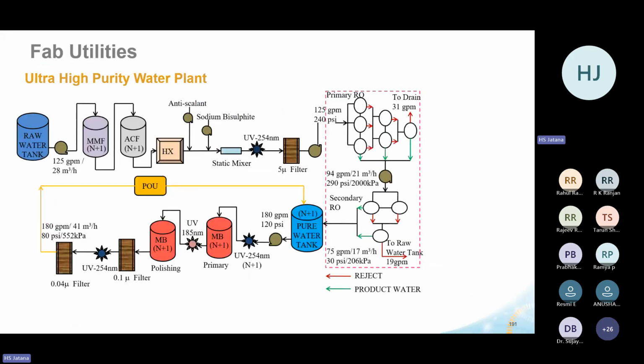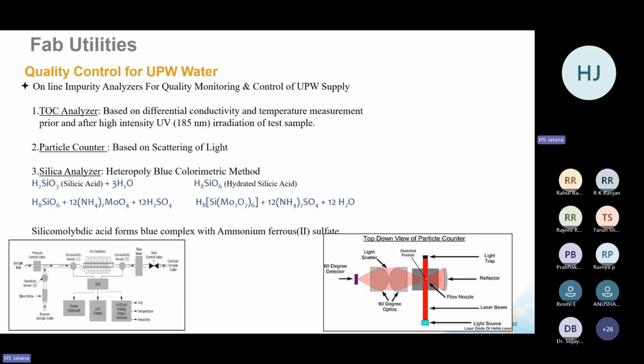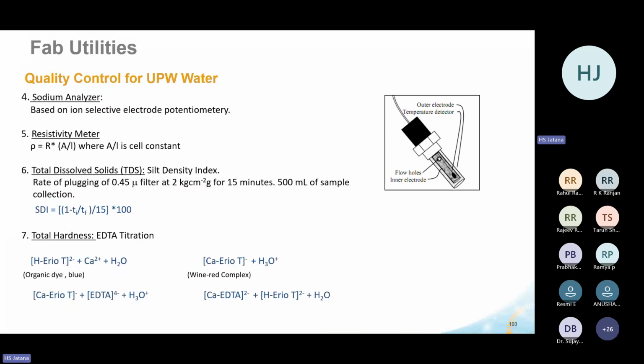So this is an ultra high pure water plant. It's a very complicated, very complex plant. And then there are 8-9 different types of tests on the water itself: TOC analyzer, particle counter, silica analyzer. So these are the different tests. Your sodium analyzer, resistivity meter, TDS, total hardness titration. All these things are done to ensure the quality of the water, because ultra pure water is used after every step.